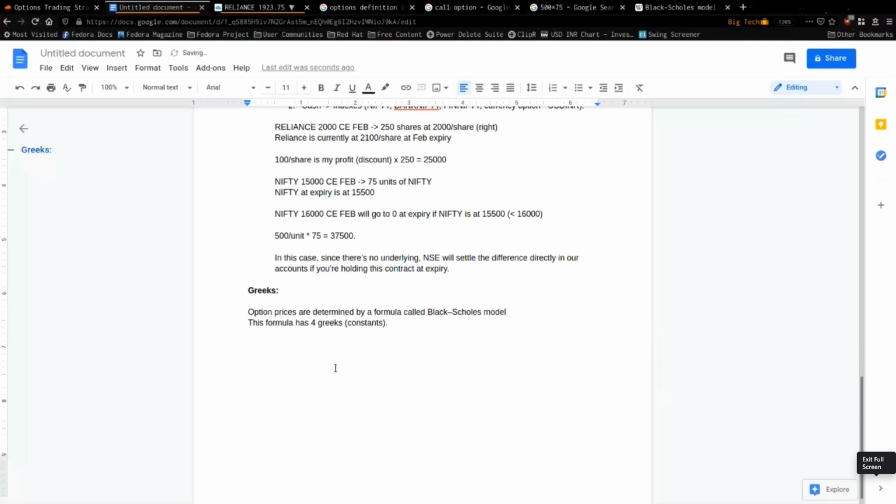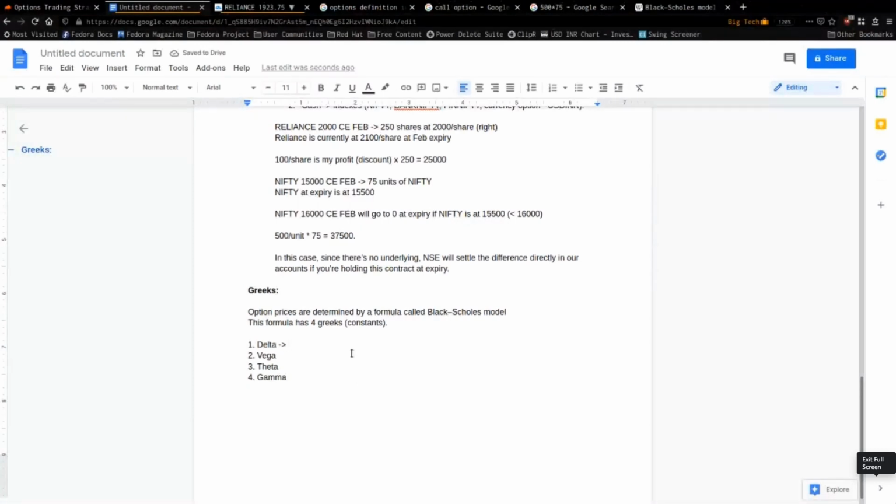So in this case, these are our constants, and based on these, the values of all the option prices are determined. These four constants are first delta, second vega, third theta, and fourth gamma. Essentially, we have inputs, and when we put them into the formula, we get the prices of the options. It's not as straightforward, but let's just go with it for now. Now let me go into what these particular Greeks are.